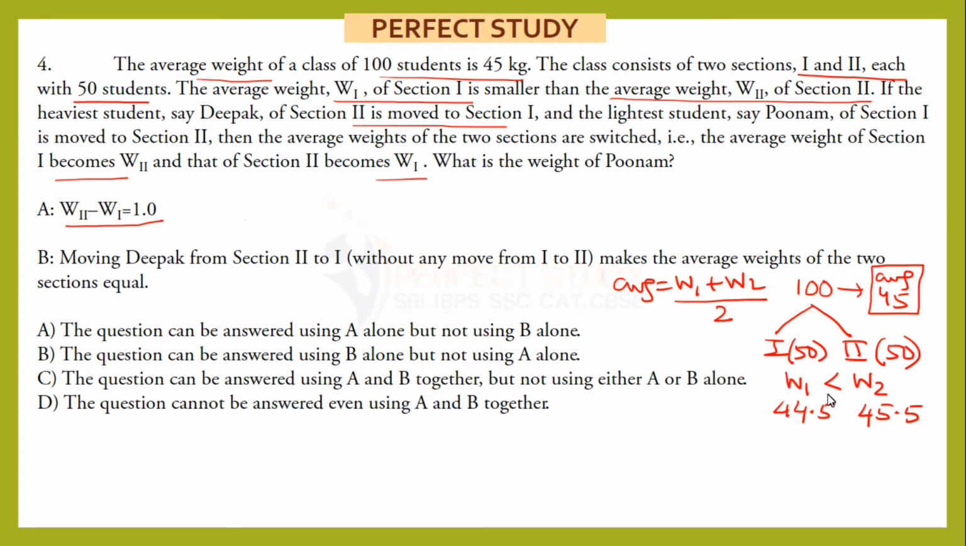Alright. For example, if the difference would have been, let's say, 10, then we would have taken 5 here, 5 here, meaning 35, 40 and 50. Okay, so let's move on. Now what we want to know is, can we find the weight of Poonam from here? Let's see what we can do.